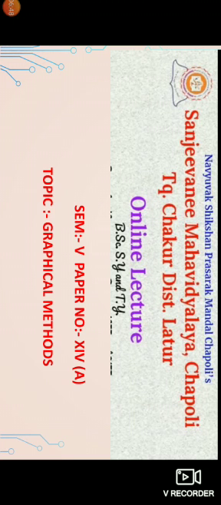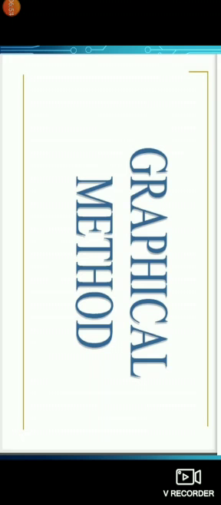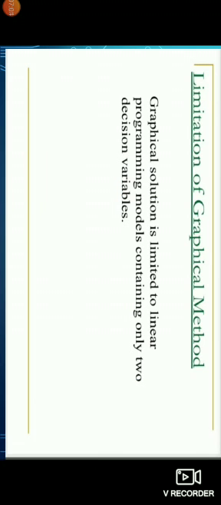So next article, the graphical solution method. Dear students, the first problem was how to convert to mathematical equations, and the next step is how to solve using the graph. First point, limitation of graphical methods. Graphical solution is limited to linear programming models containing only 2 decision variables. That means a linear programming problem involving 2 decision variables can easily be solved by graphical methods.